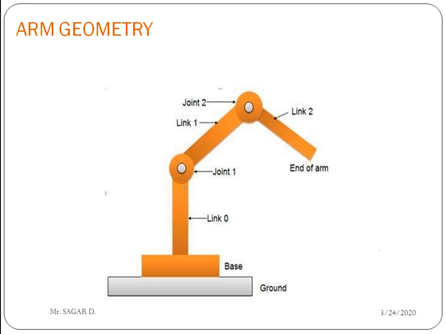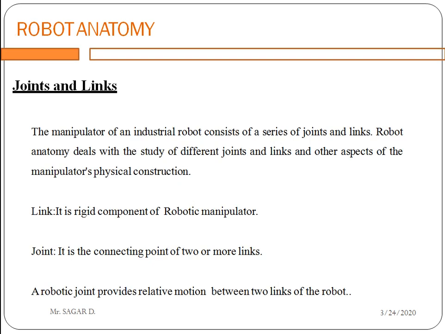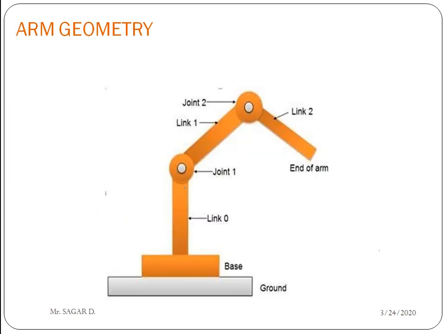There is one question in the assignment: design a robo by using link and joint. So in that we'll have to write these things. So that is about the joints and links.